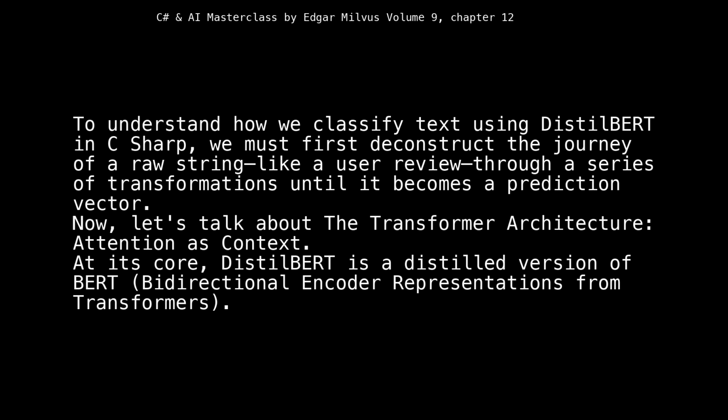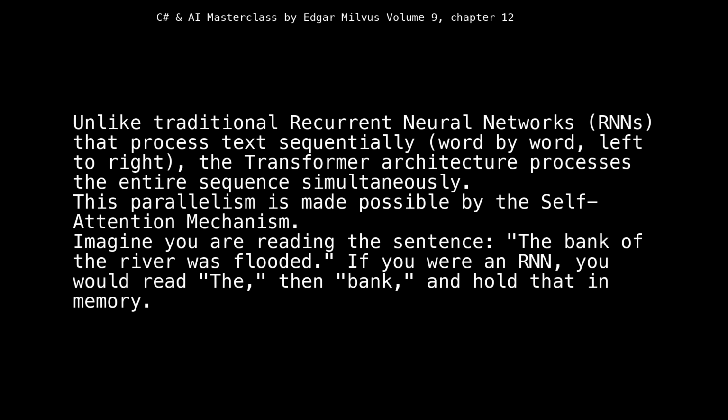Now, let's talk about the transformer architecture, attention as context. At its core, DistilBERT is a distilled version of BERT, bidirectional encoder representations from transformers. Unlike traditional recurrent neural networks, RNNs, that process text sequentially, word by word, left to right, the transformer architecture processes the entire sequence simultaneously. This parallelism is made possible by the self-attention mechanism.